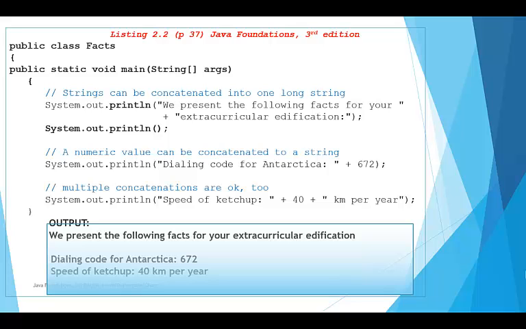The last System.out.println shows that we can have multiple concatenations. The first concatenation is the number 40 to the string Speed of ketchup, and that's followed by the string kilometers per year. In that last line, both of the pluses are string concatenation.